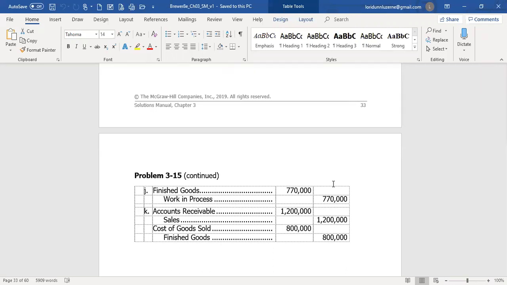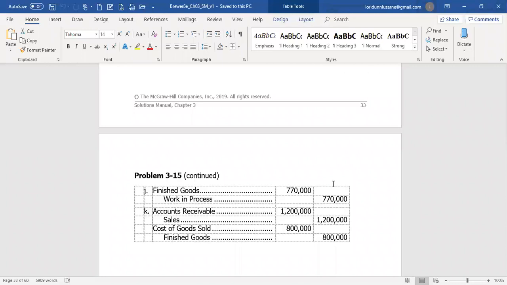Now in Part K, what happens when they actually sell some of this heavy equipment for $1.2 million on account? Well, we'll debit accounts receivable and credit sales for $1.2 million. The cost of the goods they sold, according to the job cost sheets, was $800,000. So we'll debit cost of goods sold, the expense account where we store the cost of the finished goods we sold, and we'll credit the finished goods inventory account.